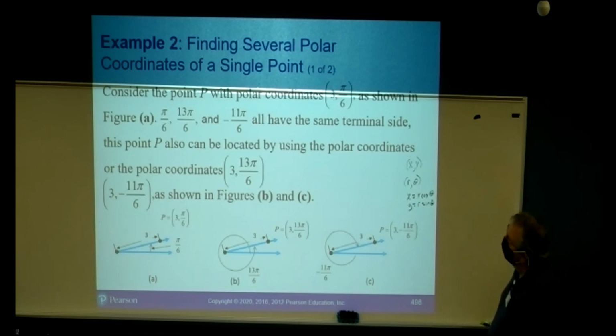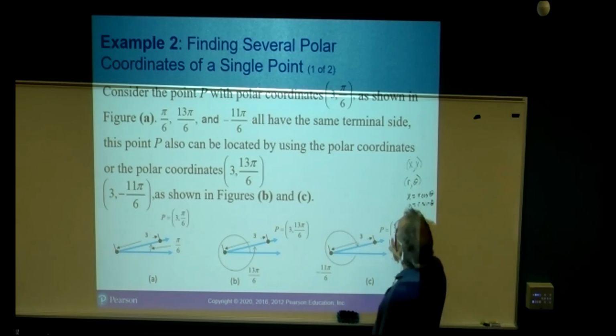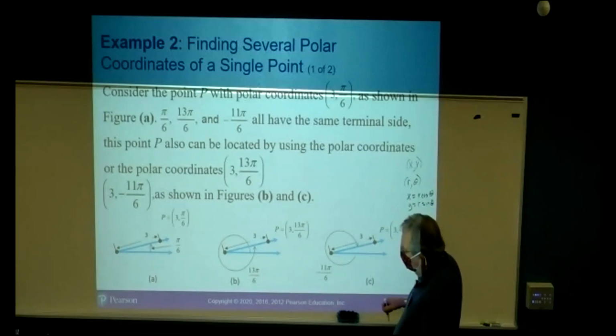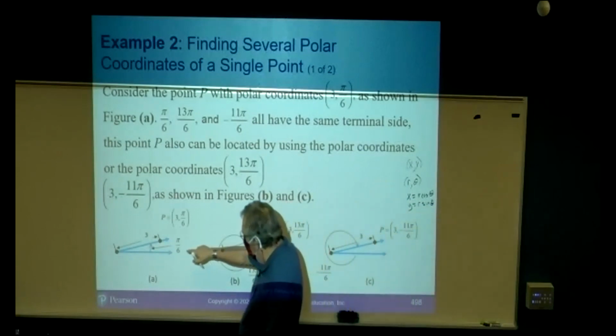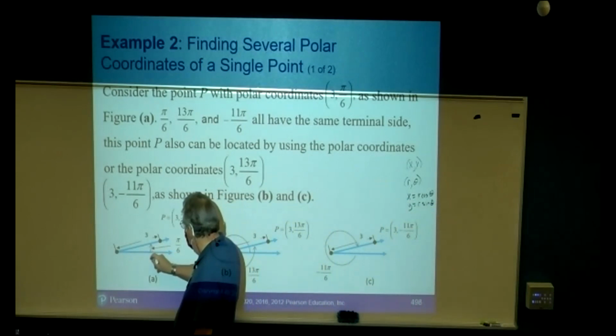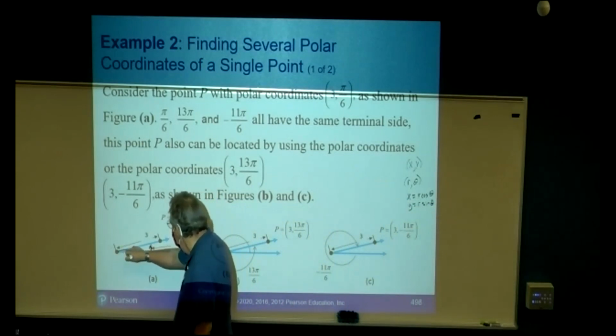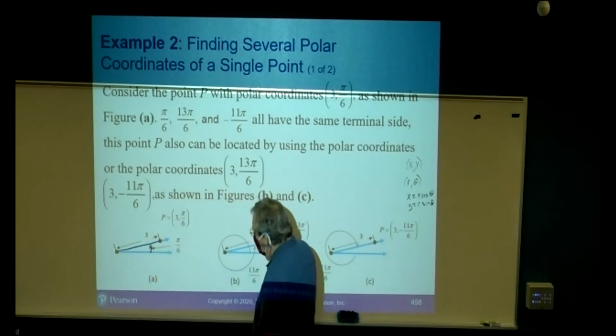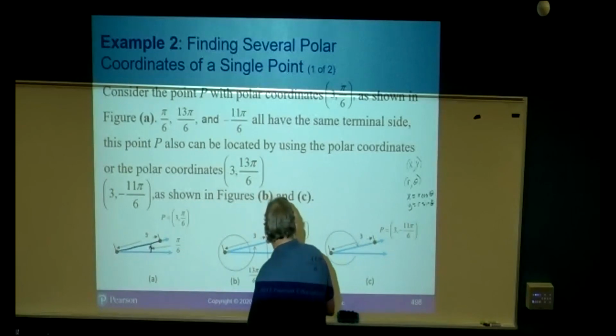Okay, so we look at the point 3, pi over 6. So here's 3, pi over 6, where the angle off of the polar axis is pi over 6, and then this distance here from the pole to the point is 3 units long. Now, there's several different ways of talking about that.